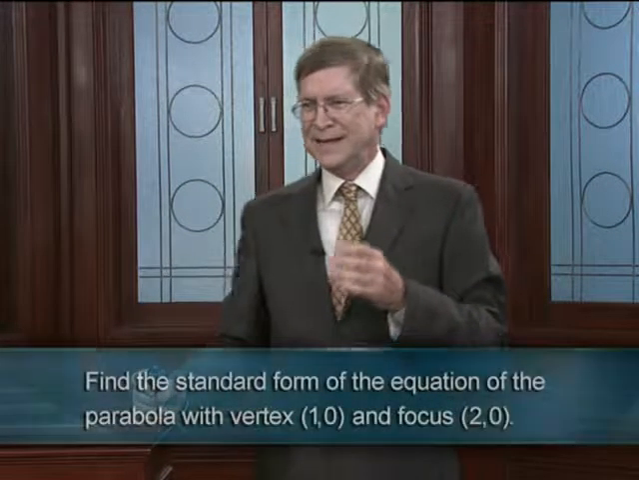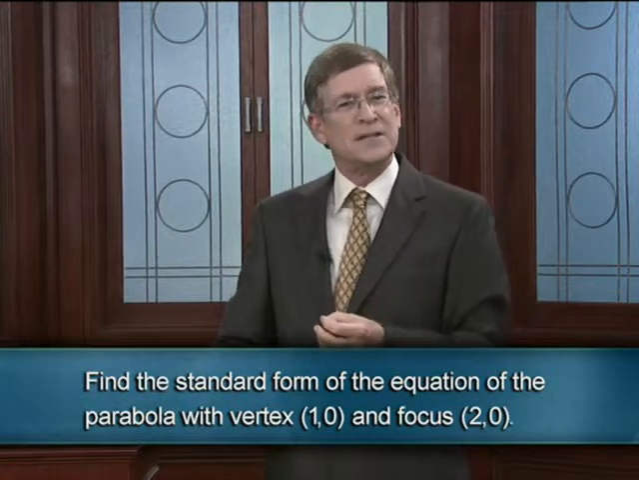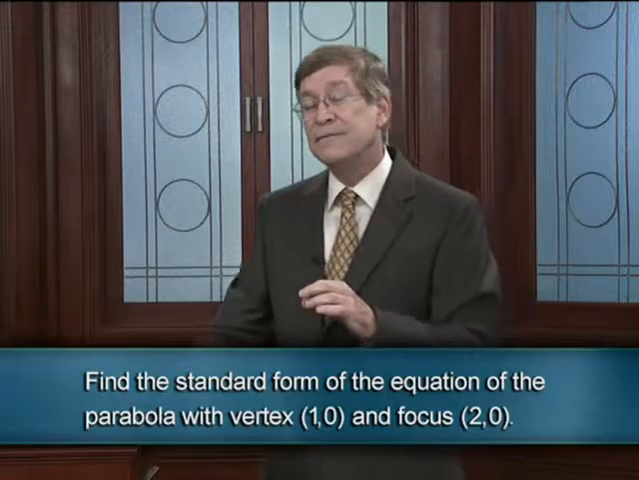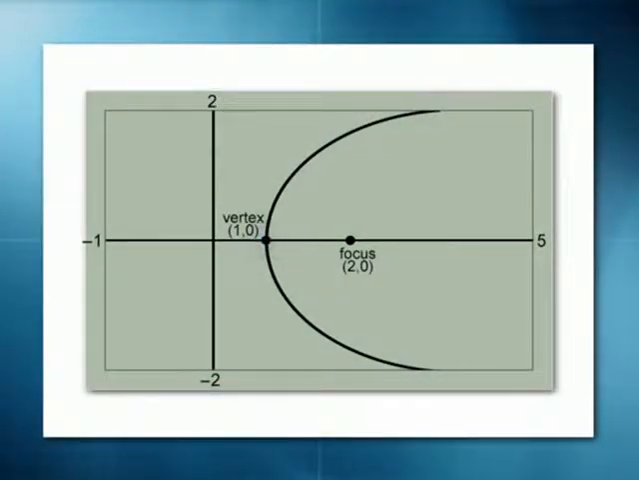Let's do another example. How about the following parabola? See if you like this one. Let's find the standard form, and suppose the vertex is at (1, 0), and the focus is now at (2, 0). So the vertex is here. It's not at the origin anymore. And the focus is to the right, 1 unit to the right. So p is going to be 1 in this case.